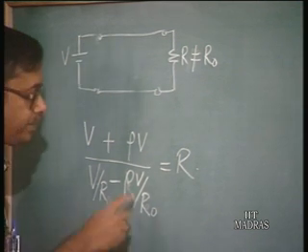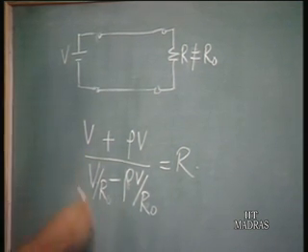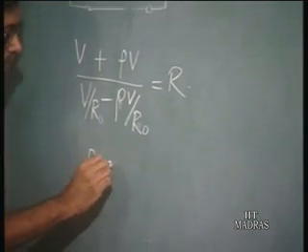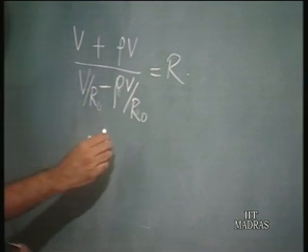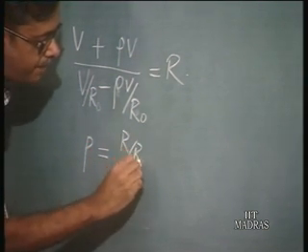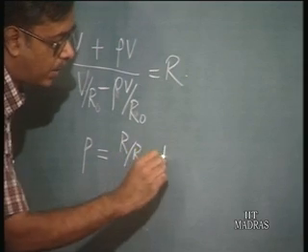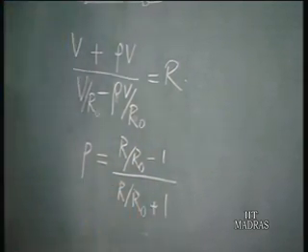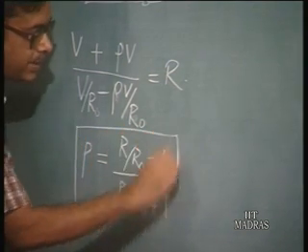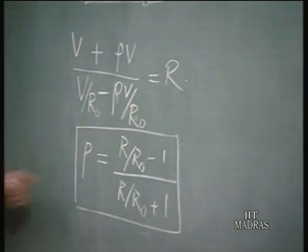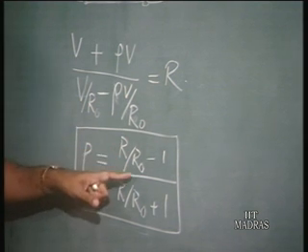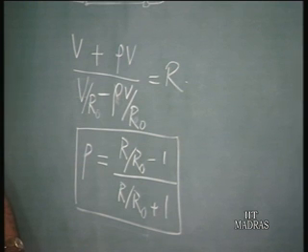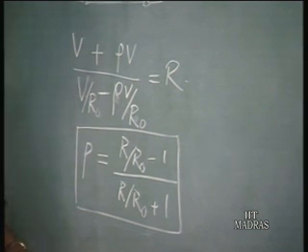Now, from this we can find out the value of rho. Rho can be expressed as R by R naught minus 1 divided by R by R naught plus 1. This is the expression of rho, which is the reflection coefficient. So it is related to the ratio of the load resistance to the characteristic impedance, or characteristic resistance, of the line.